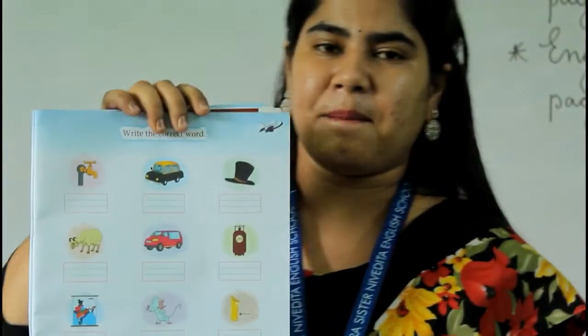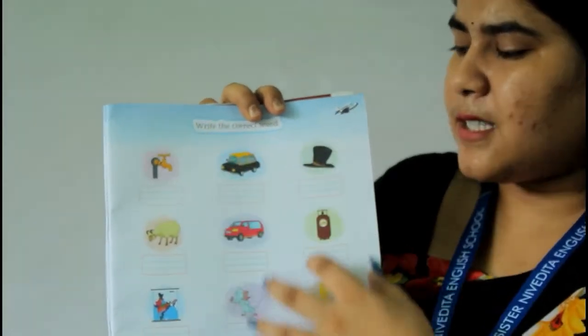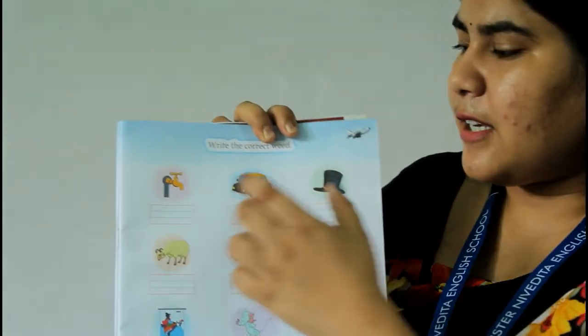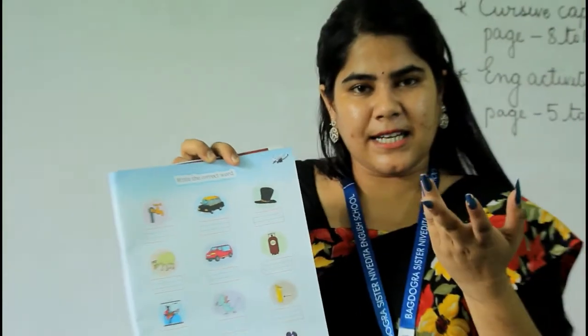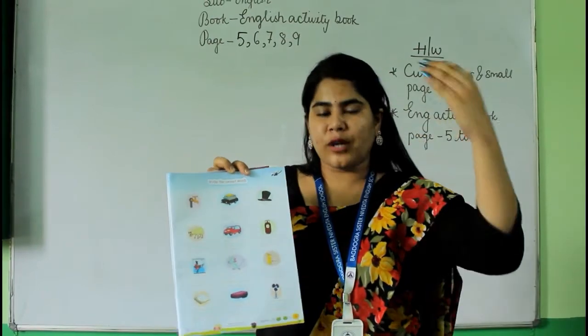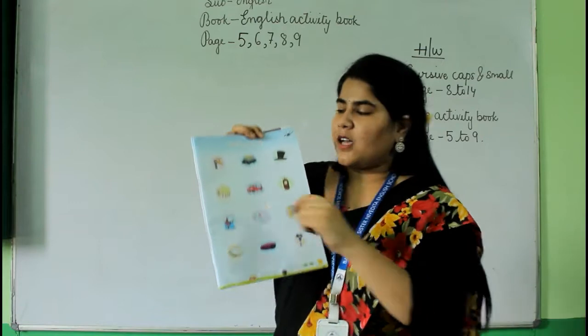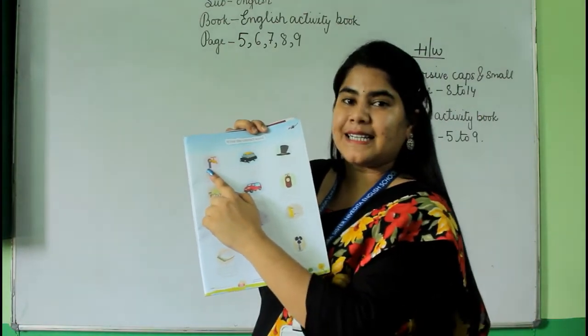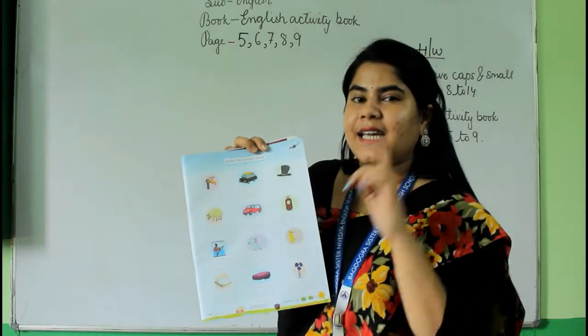So now, turn the page, it's page number 7. Write the correct word. There are some pictures given. Now you have to write the name, okay? First three I will tell you and rest you will do it by yourself. Because now you are growing up and trying to do by yourself, okay? So the first picture is tap, right? Nalka, tap. So what you will write?